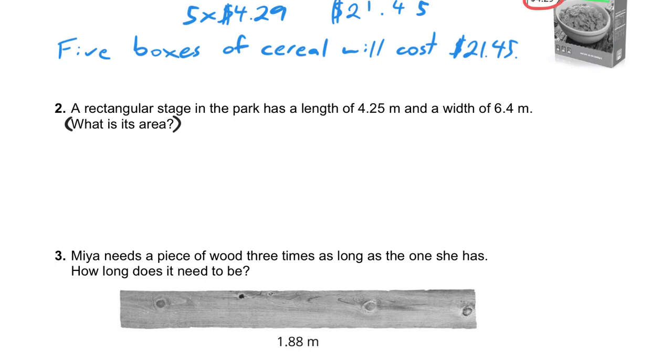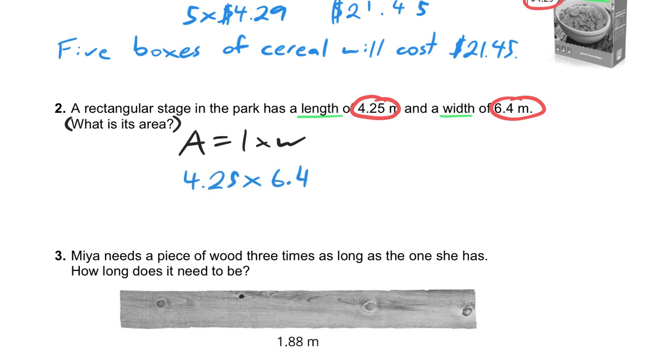Then I'm going to circle the important numbers. It looks like we have 4.25 meters and 6.4 meters. What does that mean? Well, the 4.25 meters talks about the length, and the 6.4 meters is the width. Now I know that to find the area of a rectangle is going to be the length times the width. So, in this case, my area should be 4.25 times 6.4.